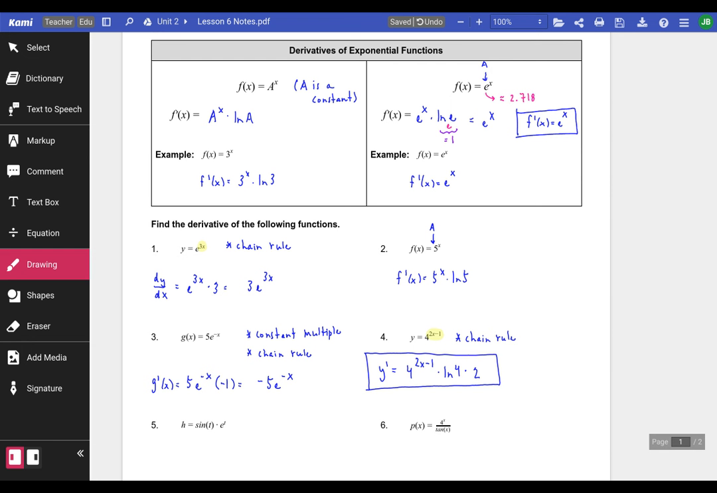All right, so we'll leave 5 and 6. You can see there's some other rules going on there, so that'll be good practice to get us started when we're back in class together.